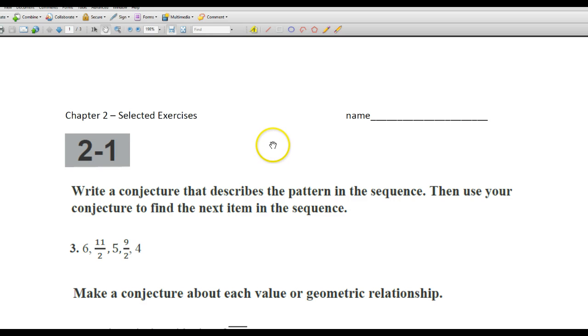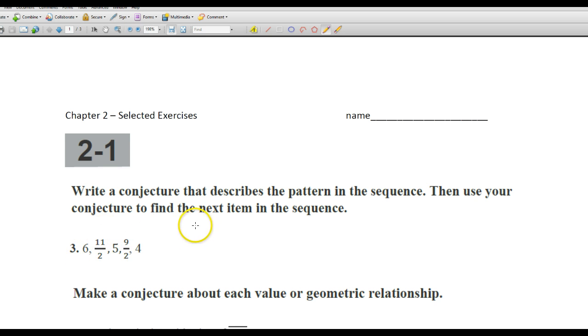This is Chapter 2, Selected Exercises. From Section 2.1, write a conjecture that describes the pattern in the sequence. Then use your conjecture to find the next item in the sequence. So we have 6, 11 over 2, 5, 9 over 2, 4.